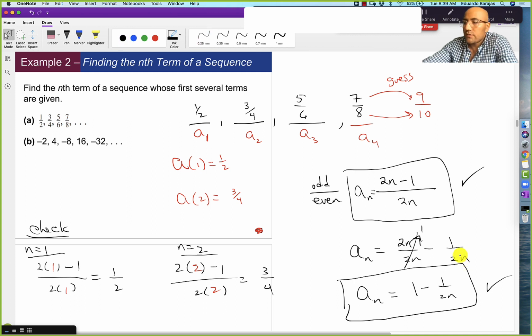Any questions? No? Okay, so two different ways of expressing the same answer. This was all for part A. All right, let's do part B.